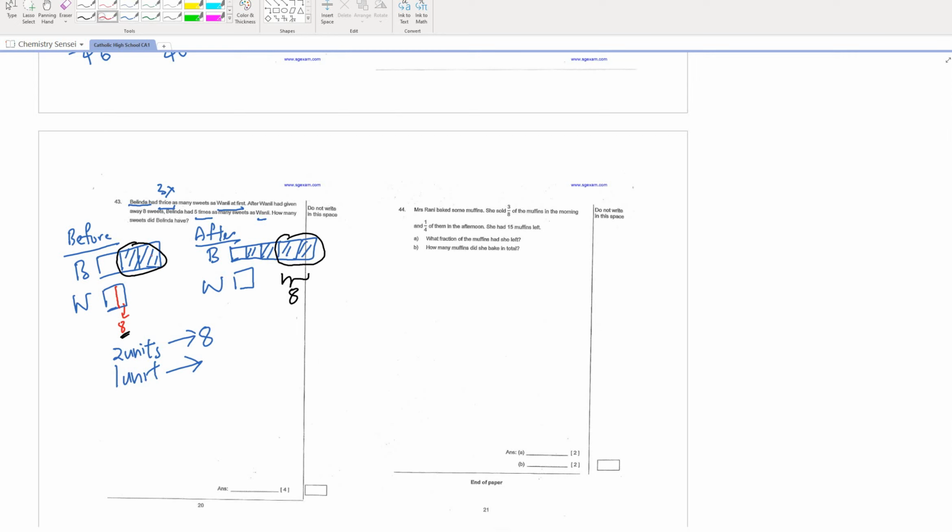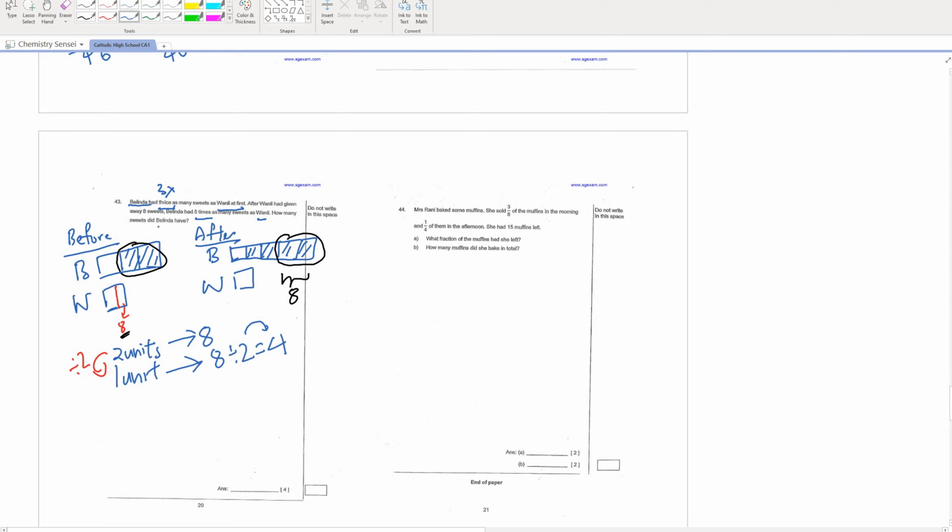Okay, so we find 1 unit of sweets. How do we find 1 unit? We simply divide by 2. When we divide by 2 on the left hand side, we should divide by 2 on the right hand side. So 8 divided by 2 is 4. How do I know? Because 2 times 4 is 8.